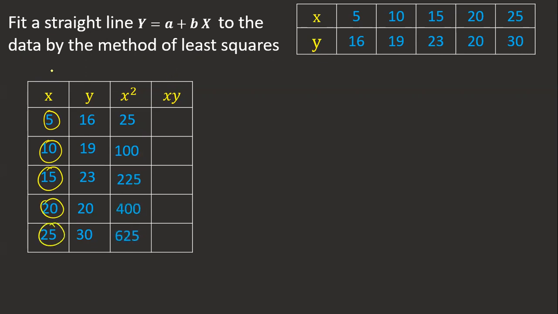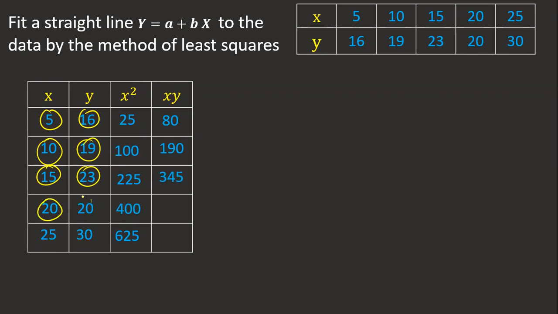Then I'm going to multiply x and y and write it in the next column. 5 into 16 gives you 80. Then 10 into 19 gives you 190. 15 into 23 gives you 345. 20 into 20 gives you 400. 25 into 30 gives you 750. Then I'm going to find out the total for this.